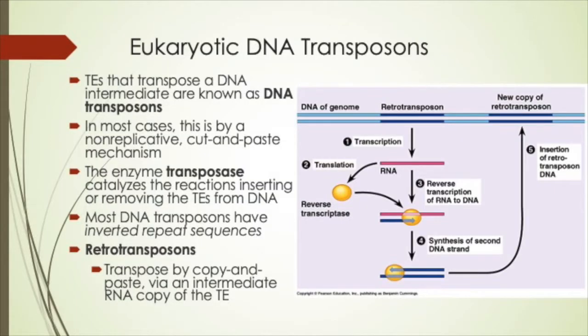So in eukaryotes, DNA transposons, transposable elements that transpose via a DNA intermediate are called DNA transposons. In most cases, this is non-replicative, so cut and paste. The enzyme transposase catalyzes the reactions, inserting and removing the transposable elements from DNA. So basically it just takes it out and then pastes it somewhere else.